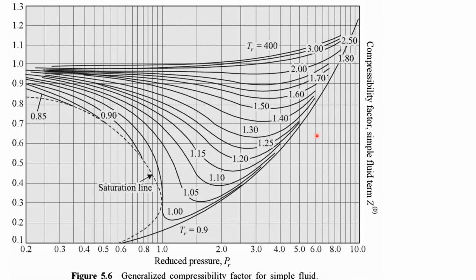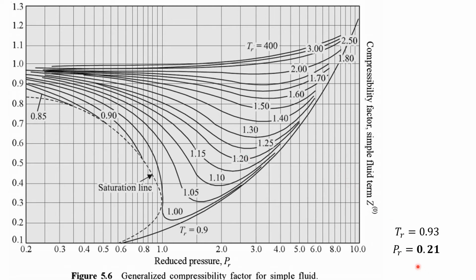So here we will see how we can estimate the value of Z naught. That is the compressibility factor for simple fluid. Simple fluid simply means these charts are drawn for spherical molecules. So in the problem Tr and Pr are known, and corresponding to these reduced values we can read the chart.